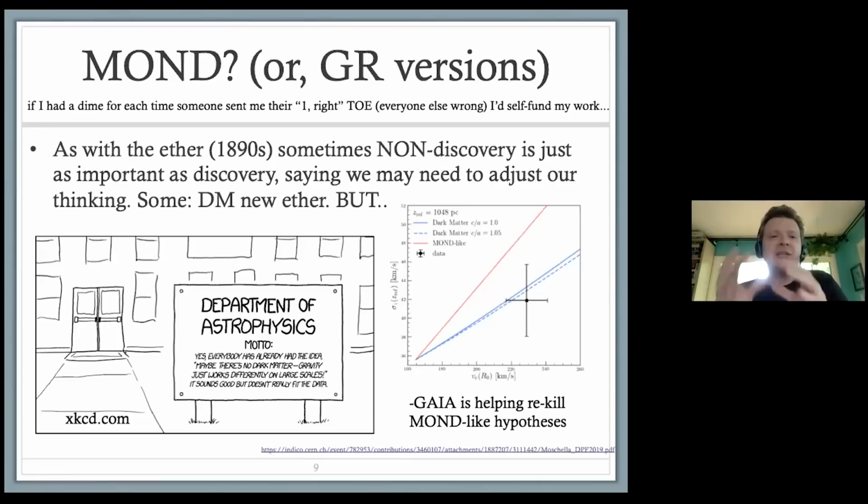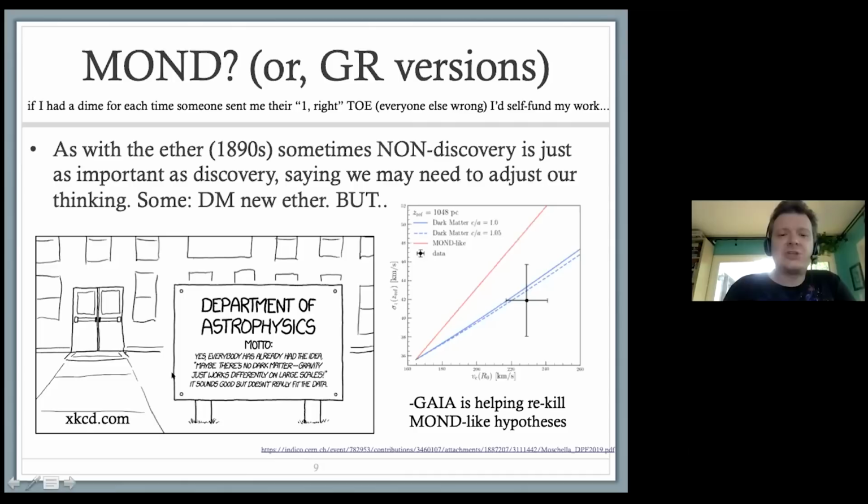One criticism of dark matter is that it's the new ether. You may recall the Michelson-Morley experiment from the 1890s, where it was demonstrated that the speed of light was indeed constant, and the classical version of this idea at least doesn't work. But sometimes the non-discovery of something is just as important as a discovery, telling us we may need to adjust our thinking. So could that be the case with dark matter?